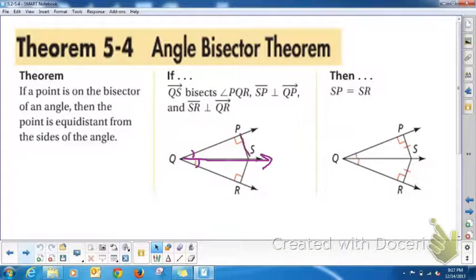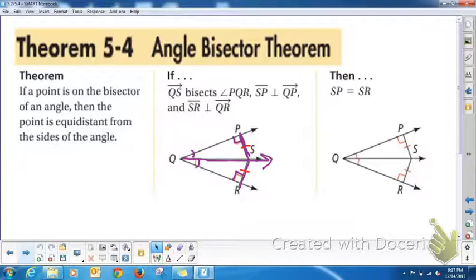SP is perpendicular to QP, and SR is perpendicular to QR, then you know these segments are congruent. It's important that they're perpendicular. If they're not perpendicular, then you don't know they're congruent. You have to know all of this.